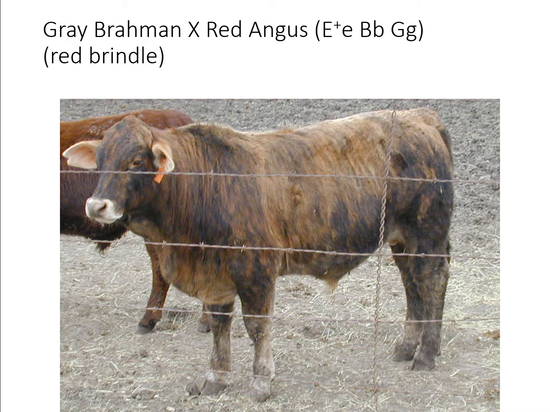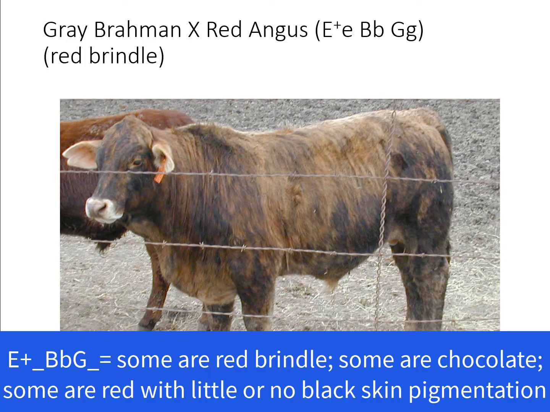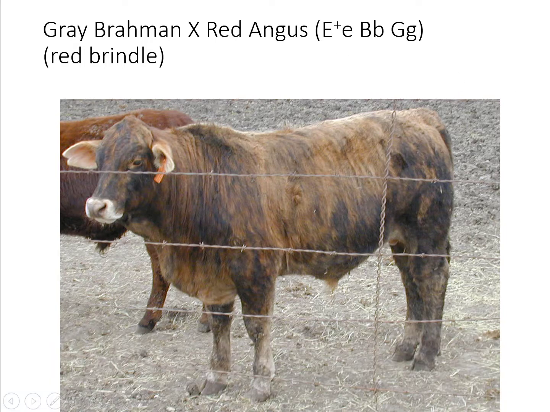For this one in particular, since we have the base color being expressed with a big G, the options we could end up getting are red brindle, chocolate, or red with little or no black pigmentation. So for your homeworks or for the test, if you get this genotype, you have to write out all the possible colors that they could be.